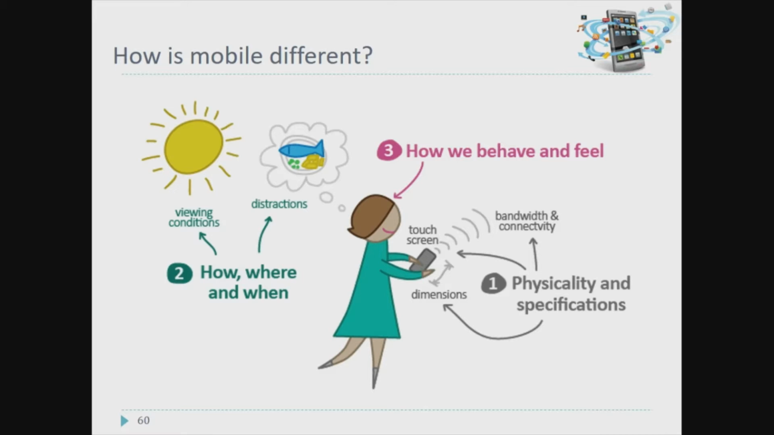First is the physicality and specification: the bandwidth and connectivity to the internet, the dimension of your phone, the size, the weight, and it is a touch screen. Number two, how, where, and when: the viewing condition, distraction, how we behave and feel when dealing with your mobile phone. This one is about the interaction. So we need to know how you, as the user of your mobile, feel the connectivity between you and your phone.